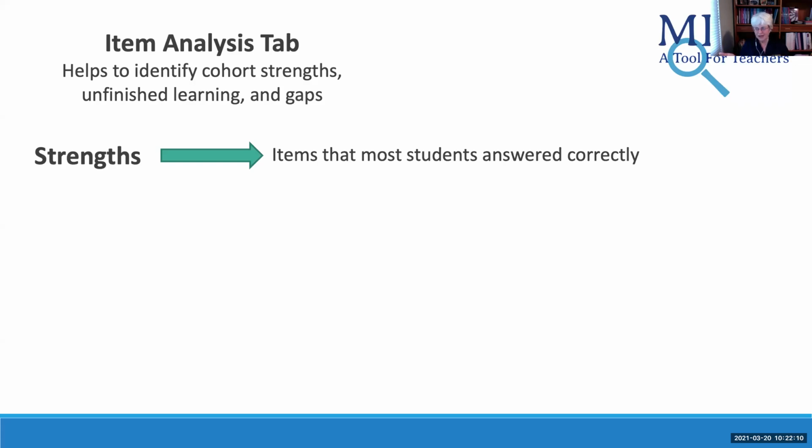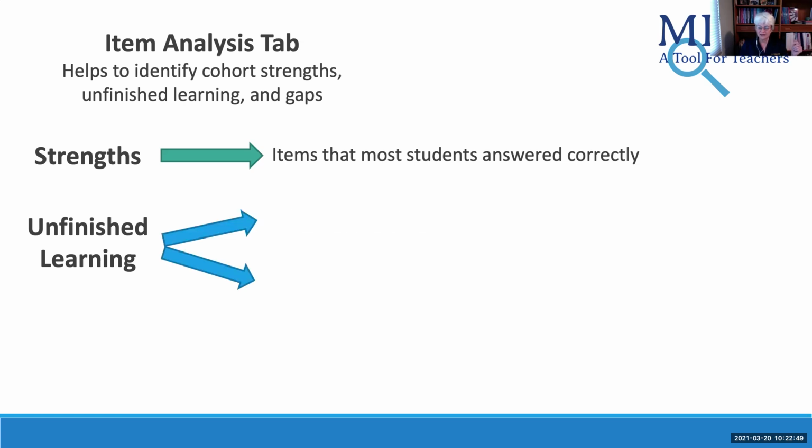Pretty obviously, the strengths would be where most students have answered correctly. So you can make that decision about what's a particular classroom strength by looking at the item analysis page that lists every item on the test. And as you scan the ABCD options on the right-hand side of that report, you can pick out those items where most students have answered correctly. What we want to focus on in looking at the modules in particular is when students have some unfinished learning.